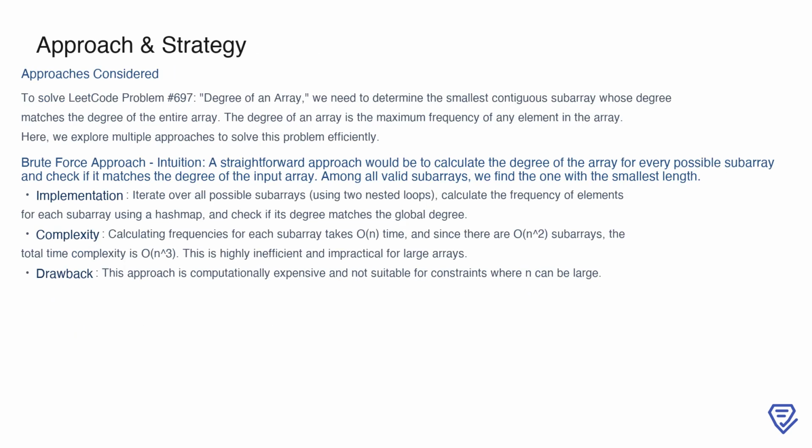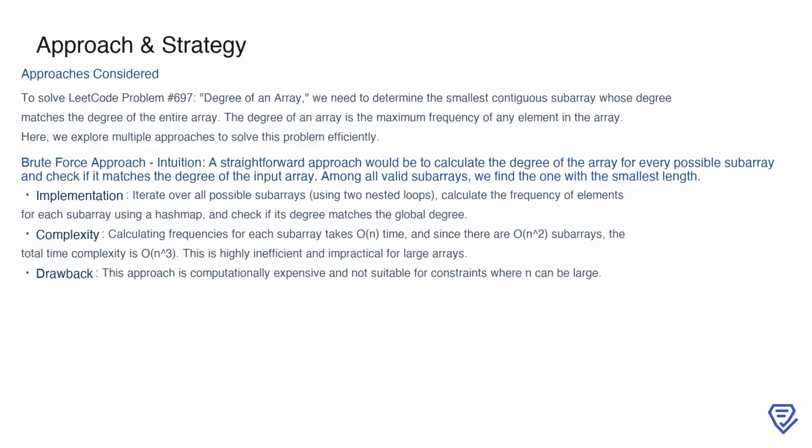To solve the problem of finding the smallest contiguous subarray with the same degree as the entire array, we first need to understand what the degree of an array is. The degree is simply the maximum frequency of any single element within the array. A naive approach to solving this would involve considering every possible subarray, calculating its degree, and checking if it matches the degree of the original array. Once we identify the valid subarrays, we would then compare their lengths and return the smallest one.